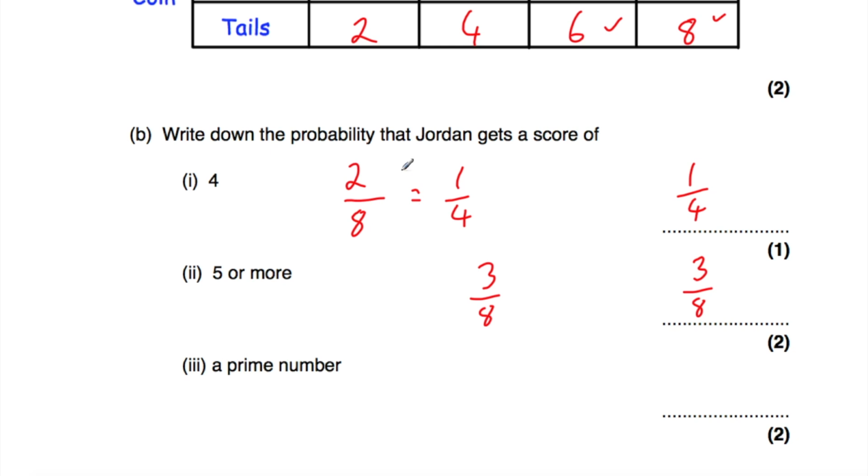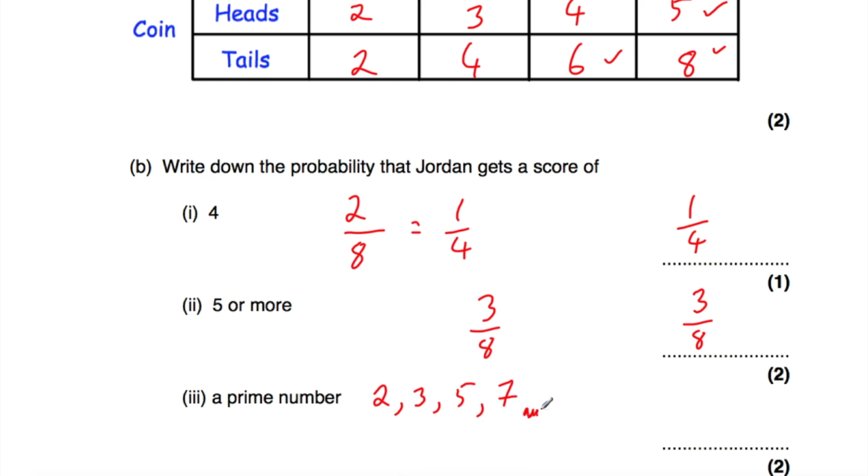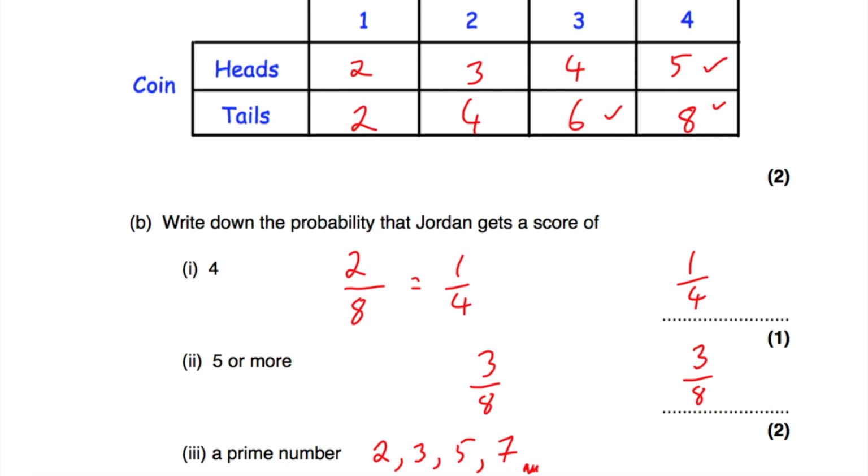Okay, so the next one says find the probability that Jordan gets a score that is a prime number. So a prime number, let's write down our prime numbers. Prime numbers are numbers that have only got two factors, 1 and itself. So the first prime number will be 2, and then 3, and then 5, and then 7. And then the next one's 11, but if we have a look here, none of the scores go up as high as that. So actually the prime numbers that we're looking for are 2, 3, 5, or 7. So let's look for 2, 3, 5, and 7.